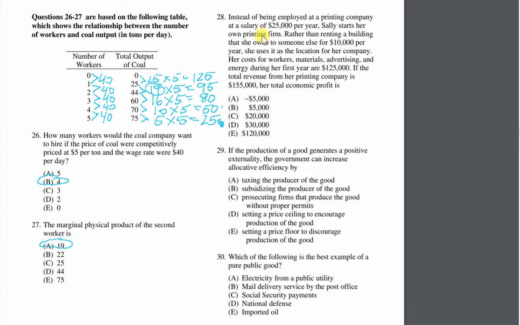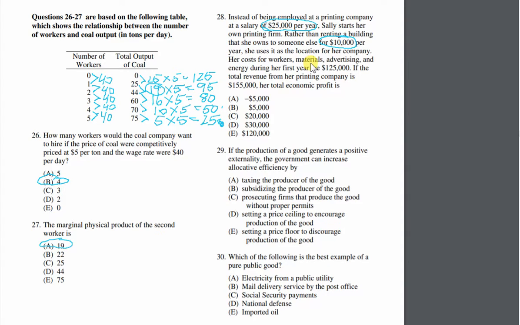Okay, let's look at number 28. Instead of being employed at a printing company, so right away we know we're looking at an opportunity cost problem, at a salary of $25,000 per year, Sally wants her own printing firm. Rather than renting a building that she owns to someone else for $10,000 per year, she uses it as a location for a company. So she's got two opportunity costs, $25,000 and $10,000.